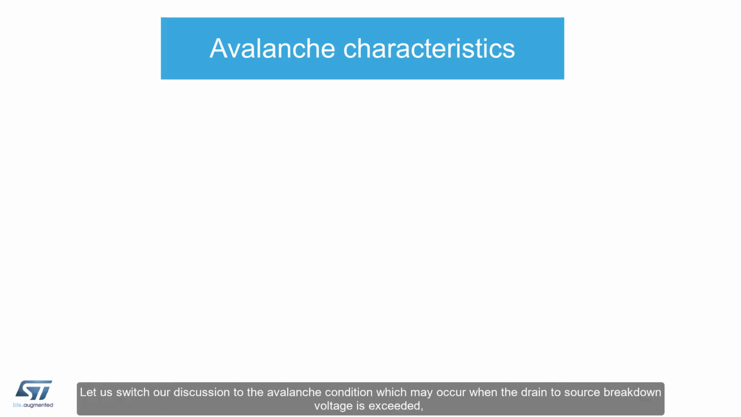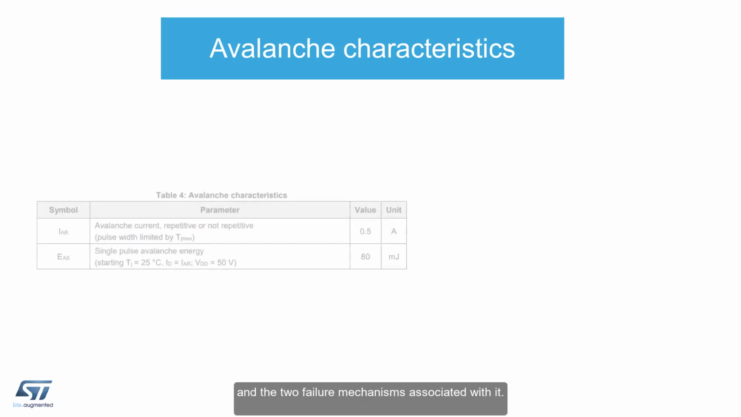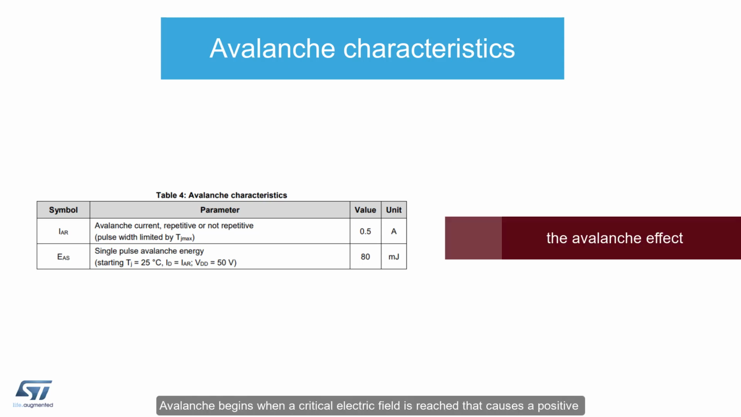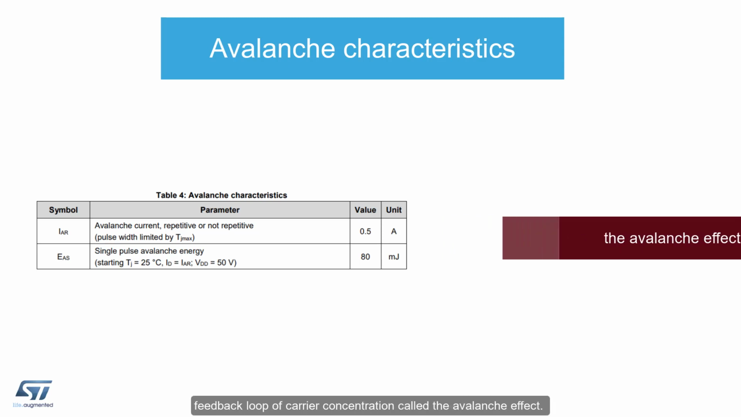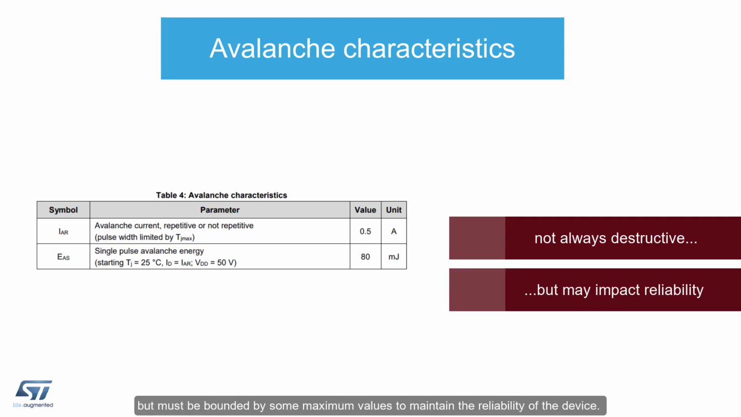Let us switch our discussion to the avalanche condition, which may occur when the drain-to-source breakdown voltage is exceeded, and the 2 failure mechanisms associated with it. Avalanche characteristics are typically a uniquely defined set of absolute maximum ratings within the MOSFET datasheet. Avalanche begins when a critical electric field is reached that causes a positive feedback loop of carrier concentration, called the avalanche effect. It is not necessarily a destructive phenomenon, but must be bounded by some maximum values to maintain the reliability of the device.